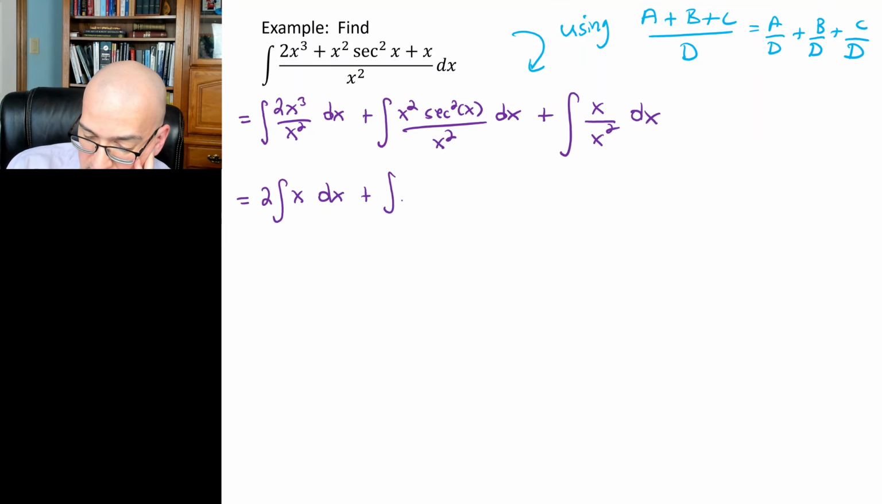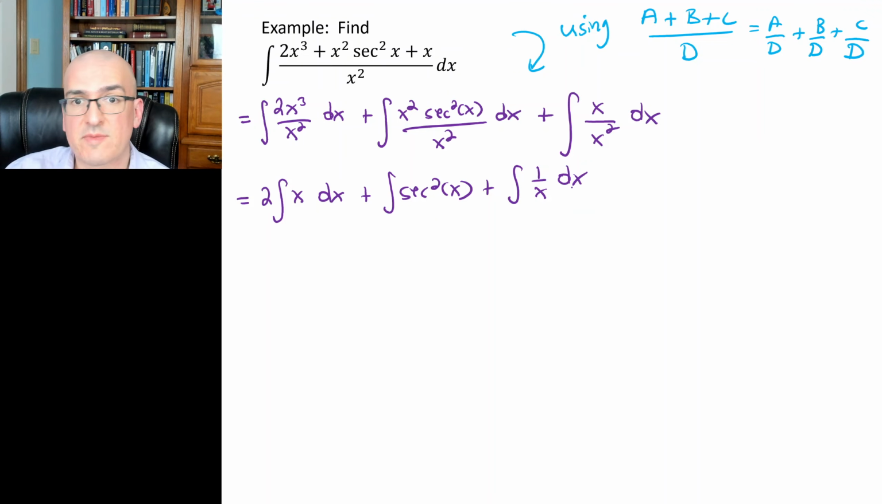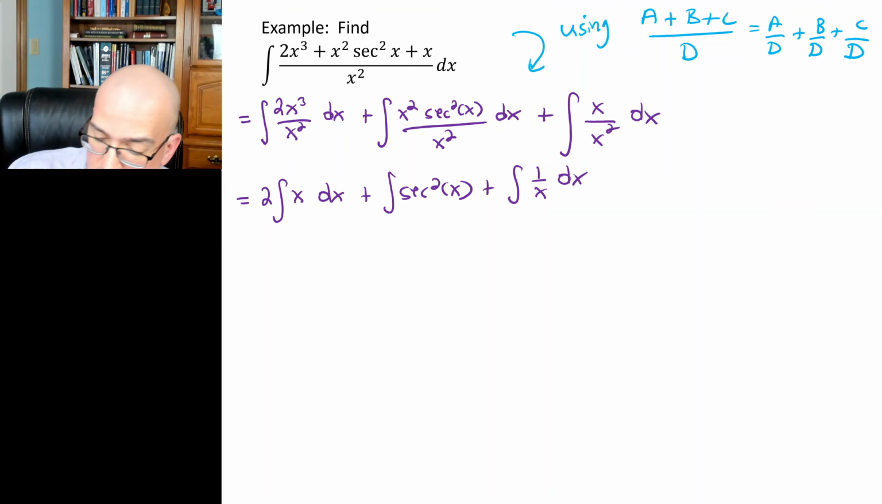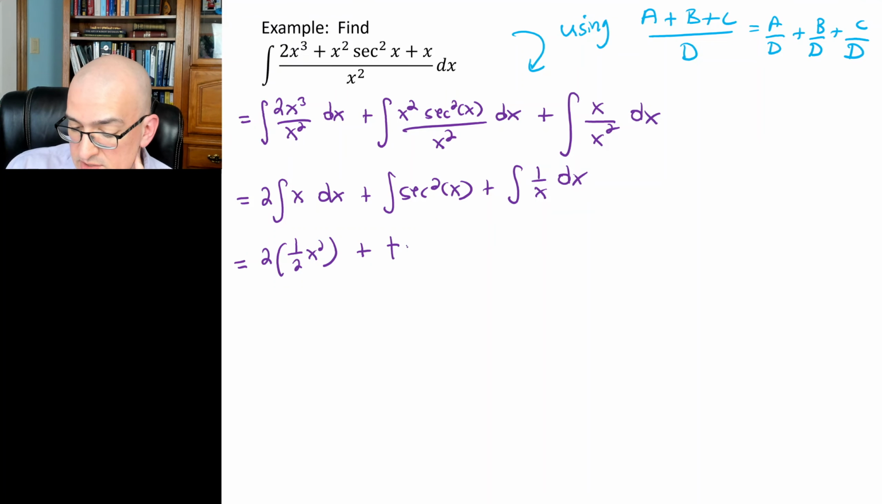The x squareds cancel, leaving the antiderivative of secant squared of x, and then the antiderivative of 1 over x, or if you want, you can rewrite that as x to the power of -1. The antiderivative of x is 1/2 x squared. The antiderivative of secant squared is tan. And then the antiderivative of 1 over x, that's our special case, our x to the power of -1 case.